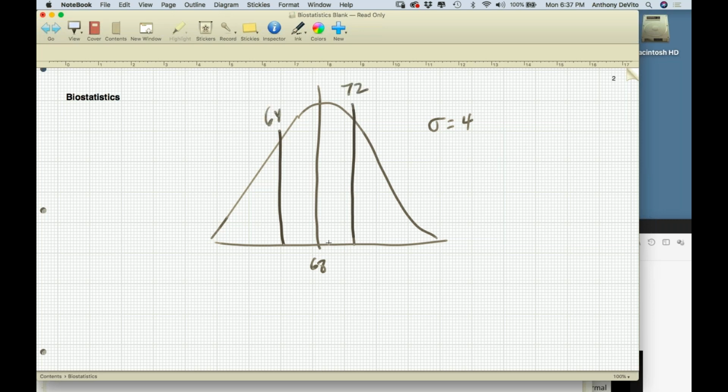Okay, so how many standard deviations above the mean is 72 inches? Well, that's plus 1 standard deviation above the mean. What about 64? 64 is minus 1 standard deviation below the mean. So we know that this represents approximately 68% of the population, or the probability of choosing someone randomly that's within that range is 68%, from our empirical rule. Okay, what's the next question?